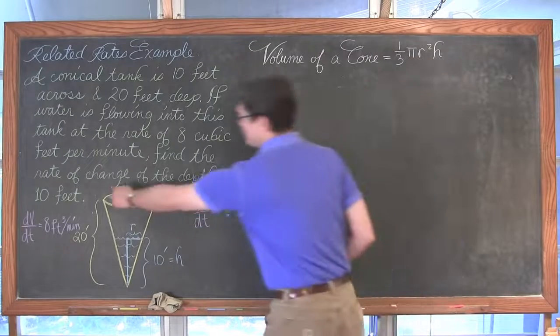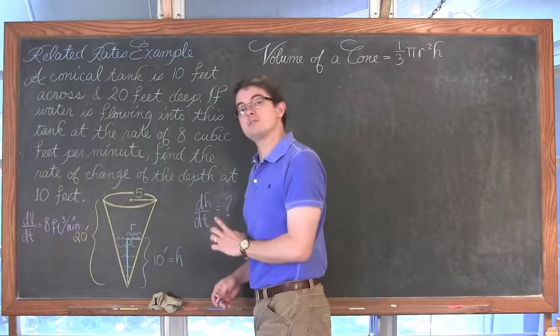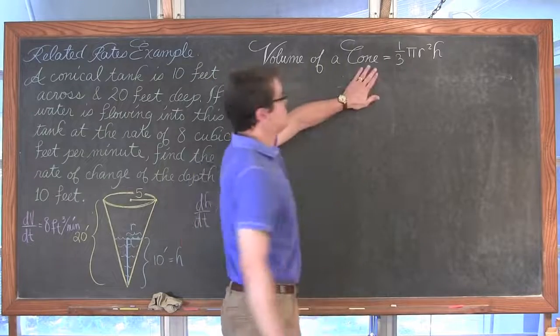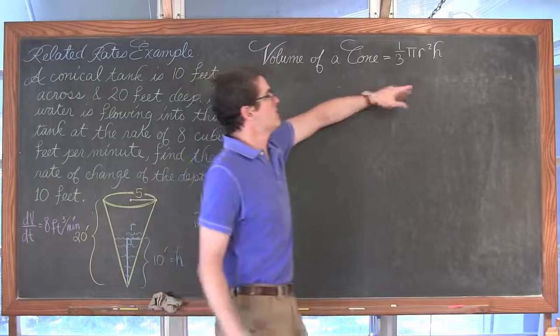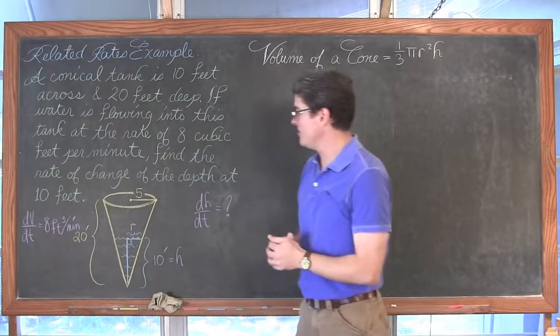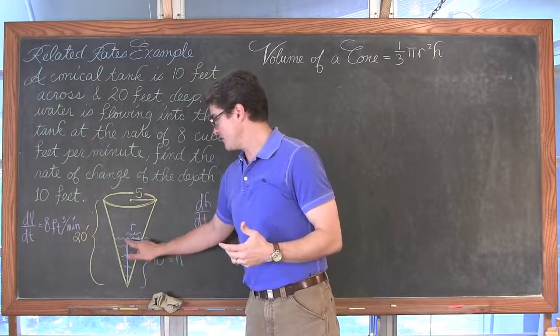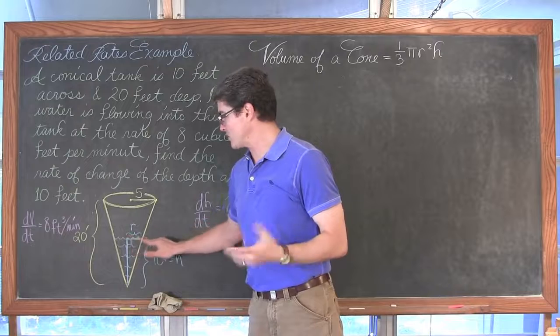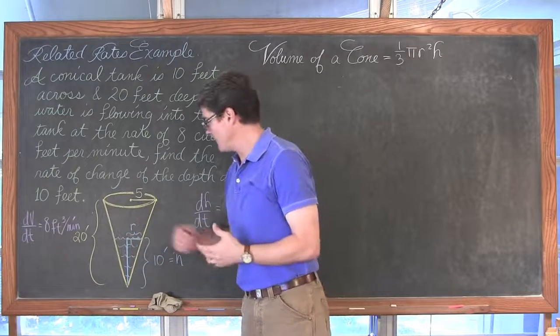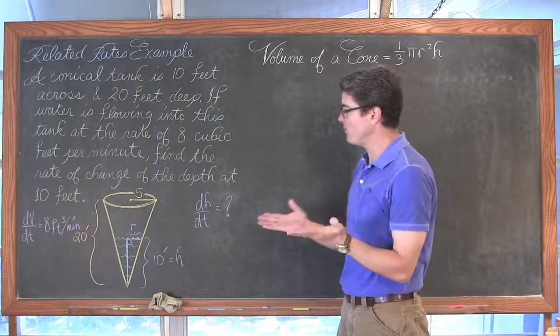We've got the overall depth of the cone. Now I've marked off the fact that the radius is equal to 5 because our volume formula for a cone doesn't use diameter, it uses the radius. So if the overall diameter is 10, then the radius is 5. And thus we're also going to mark off this depth of 10 feet for the water and some radius, which we don't know at this point, for that depth of 10. Okay, now what do we do next?